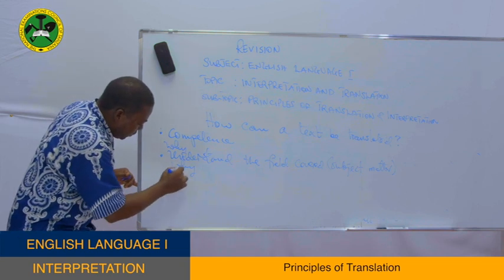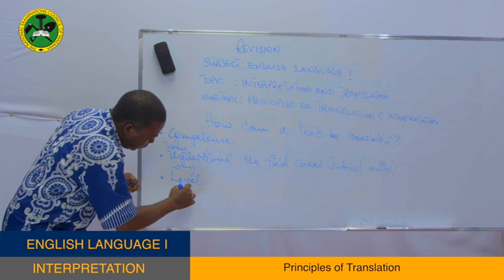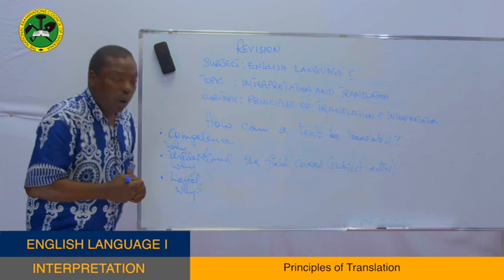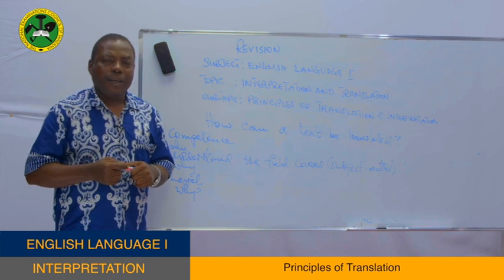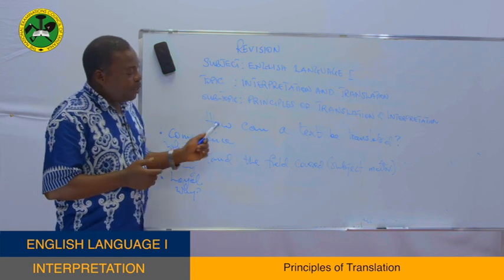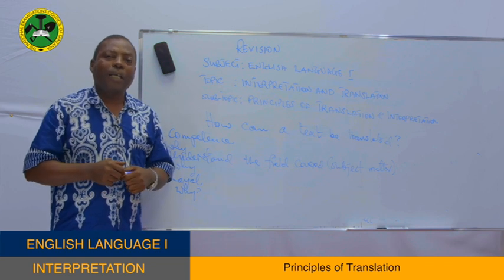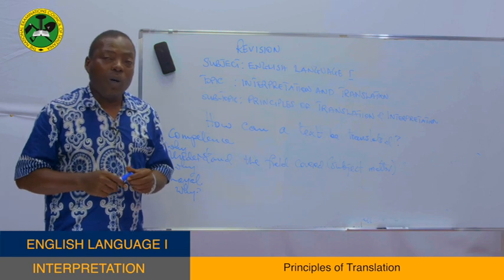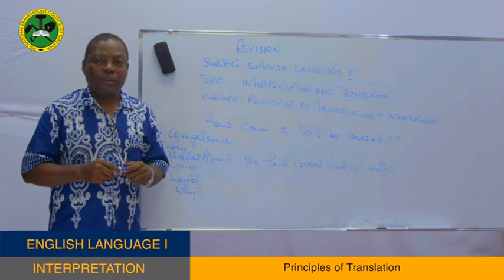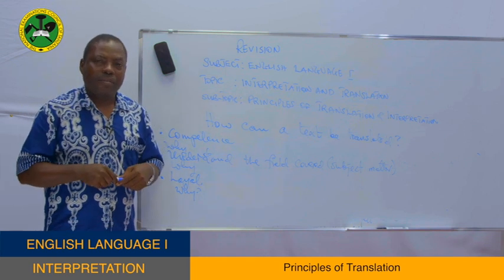Number 3. Loyalty. For a person to be a good translator or an interpreter, he or she has to be loyal. He or she has to be faithful. He has to hold on to his or her beliefs.